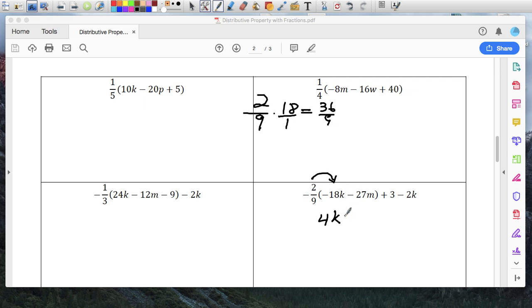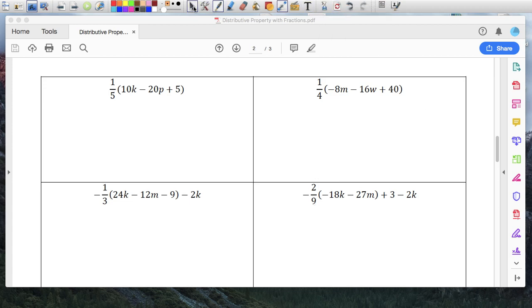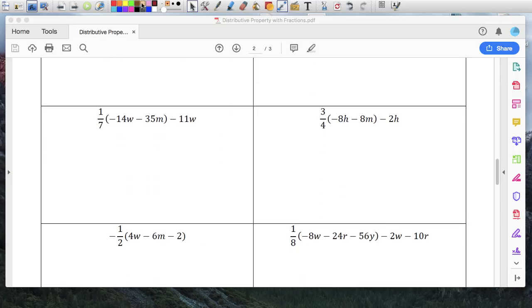Negative and a negative, it will give me a positive, and then I'm doing 2 over 9 times 27. If I divide 27 by 9, I get 3. And 3 times 2 is 6m plus 3 minus 2k. I can combine this guy with this guy. 4k minus 2k plus 6m plus 3. 4k minus 2k is 2k plus 6m plus 3, because those two terms don't have anybody else to combine.